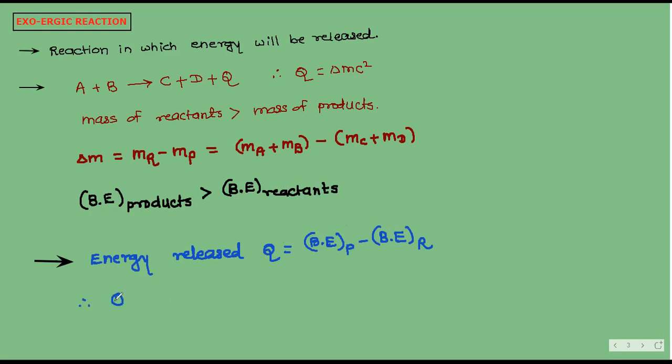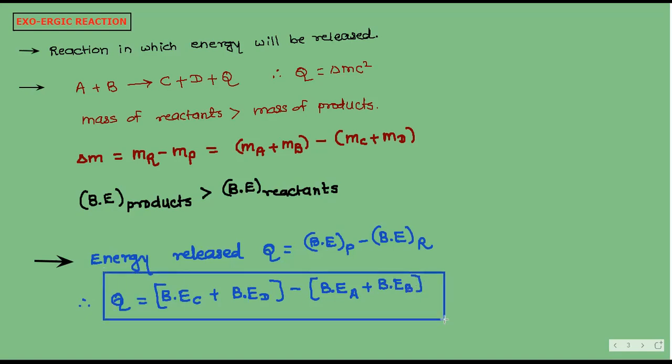And therefore, if you want to find Q, Q is equal to binding energy of C plus binding energy of D minus binding energy of A plus binding energy of B. This formula you will use for finding the Q, that is energy released. Understand? Clear? Note down. Next.